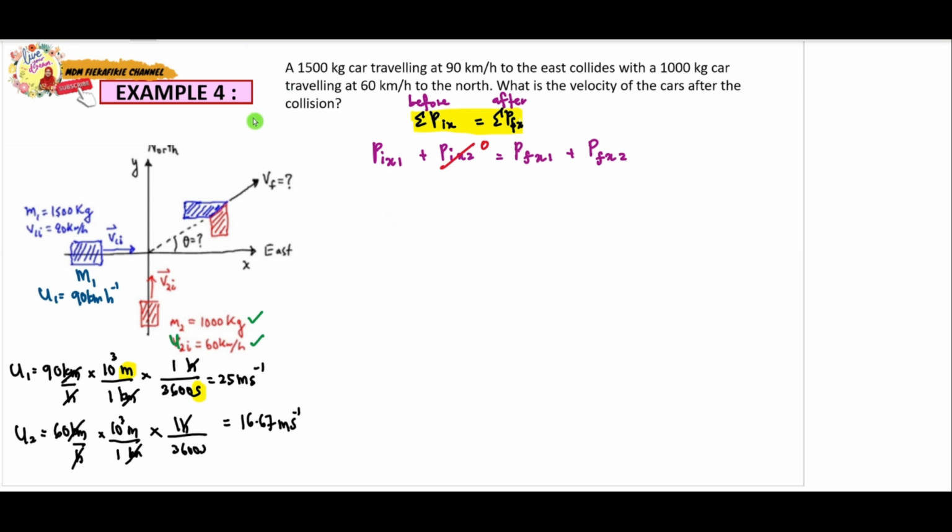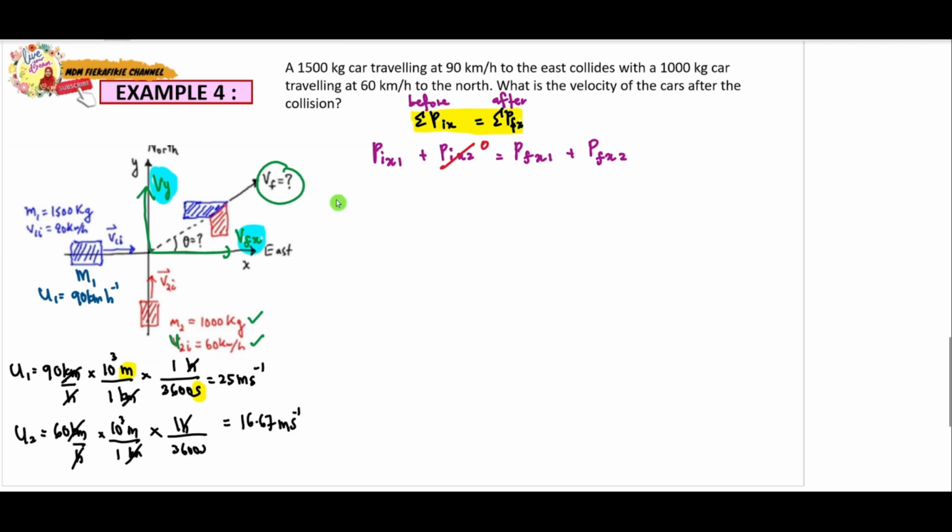So based on this diagram, saya boleh resolvekan dulu V final into X and Y component. So this is V final X and this is VY. Okay? Okay, so kita highlight sikit VY and this is V final X. Okay. So now let's substitute all the values.